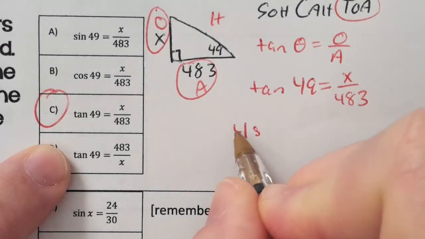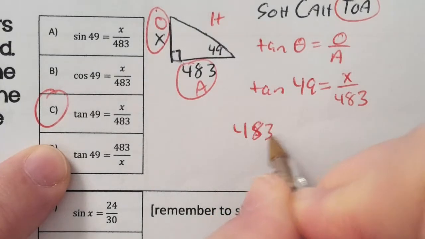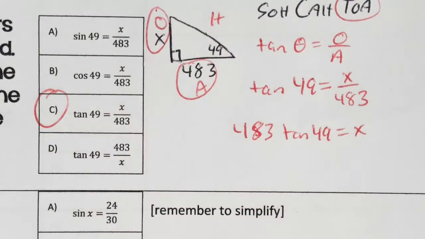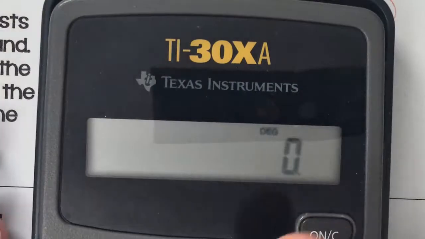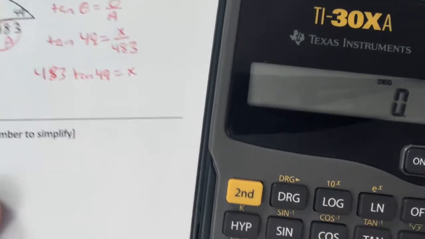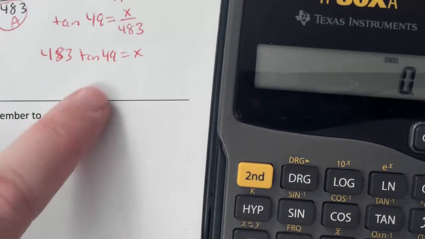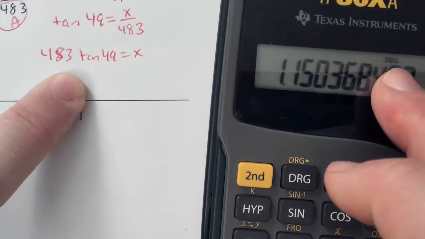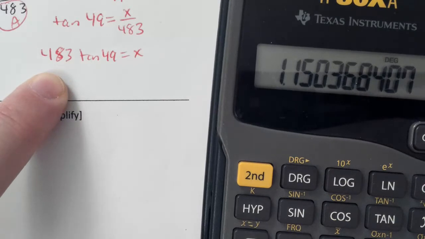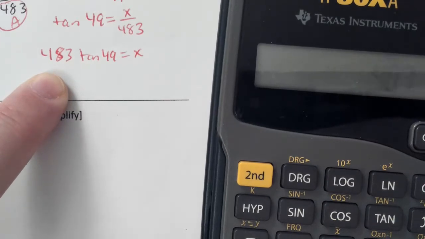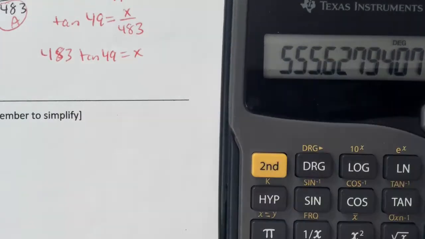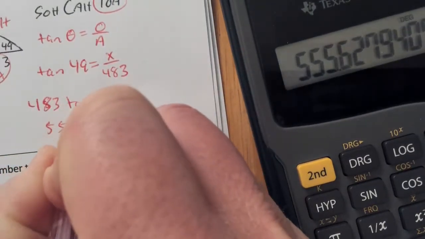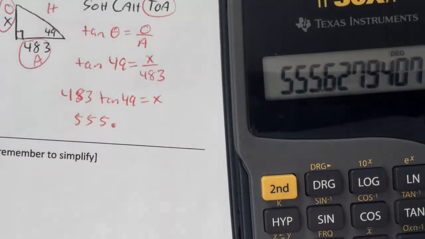So we're going to do 483 tan of 49 is equal to x. Okay, so let's put it into this calculator this time. When you type this in, you're going to be going backwards. So 49 tan, make sure you're in degrees, and now multiply it by 483. It all depends on your calculator. All right, and so our answer is this big long decimal, 555 point, and this will be our final answer.